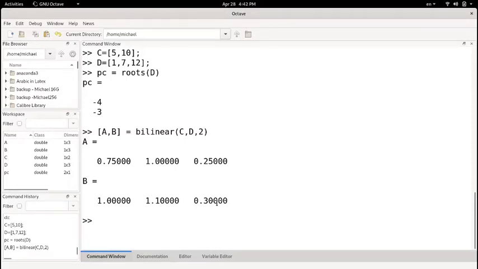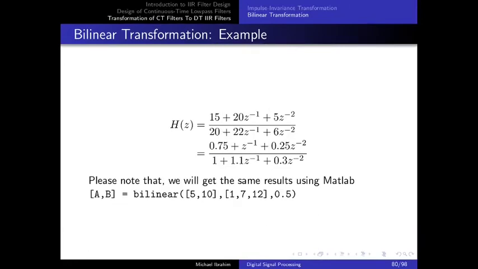One difference though, here I'm using GNU Octave. It takes the value of TD, so this 2 is the value of TD. Whereas in MATLAB, it might ask you for the value of 1 over TD, which is 0.5. That's why in the command here in the slides, we have 0.5, not 2, because in MATLAB, it asks for 1 over TD, whereas in Octave, it asks for TD as it is.